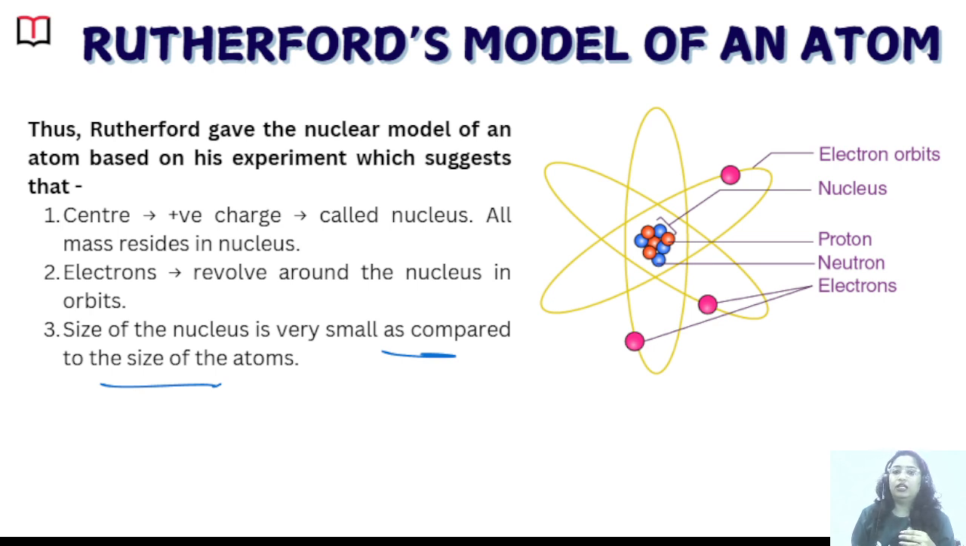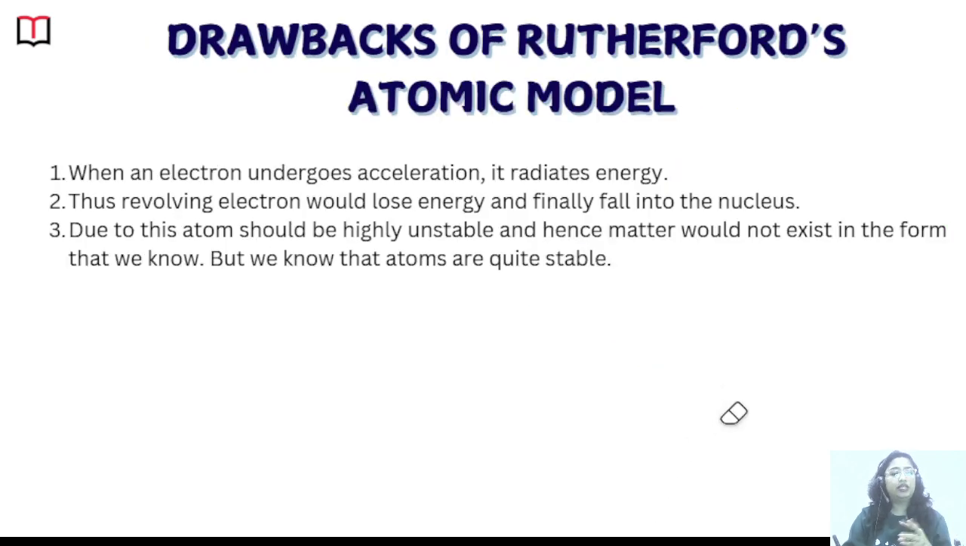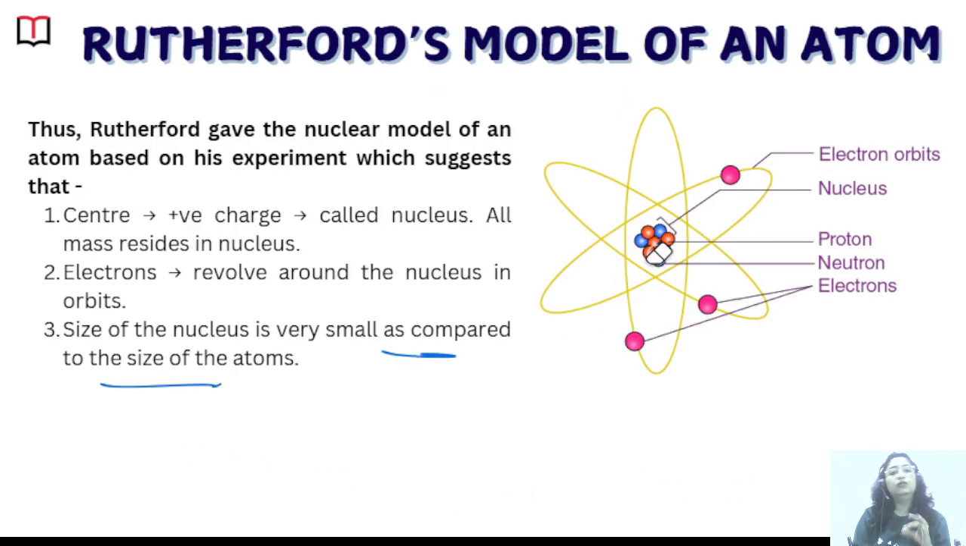So similarly, if Rutherford said that electrons are revolving around the nucleus, then of course electrons have some energy. It requires some energy to revolve around the nucleus. When it requires some energy, that means it is using the energy, it is radiating the energy to revolve around the nucleus. Correct? So as it is radiating the energy, it should lose energy and come closer to the nucleus, and it should have fallen into the nucleus.